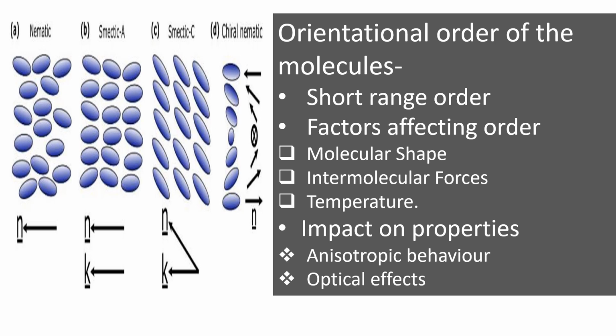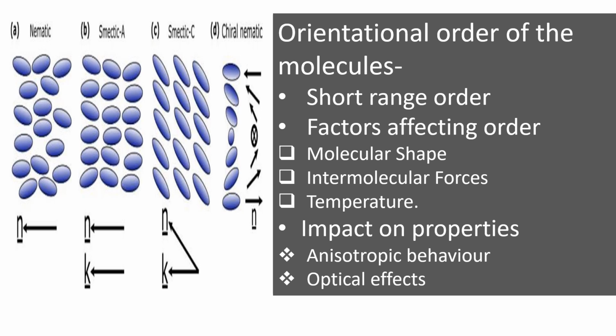The first point is short-range order. Unlike a perfect crystal, smectic A phases exhibit only short-range orientational order. This means the long axes of the elongated molecules within a layer tend to be aligned roughly parallel to each other, but this alignment is not perfect and extends only over a short distance. The molecules can deviate slightly from this preferred orientation, leading to a more fluid-like arrangement compared to a solid crystal.